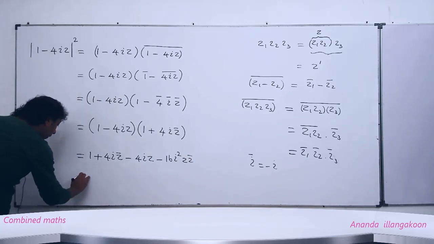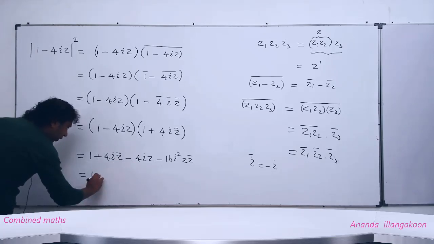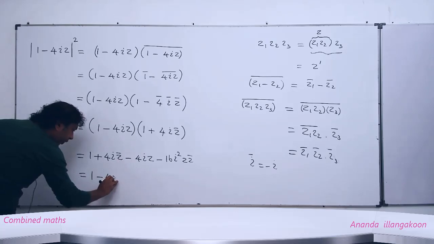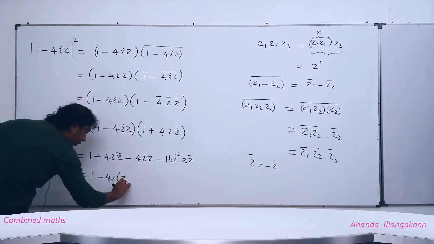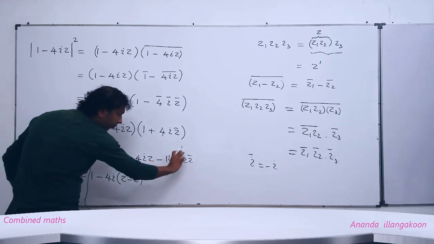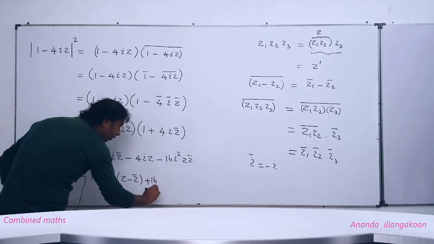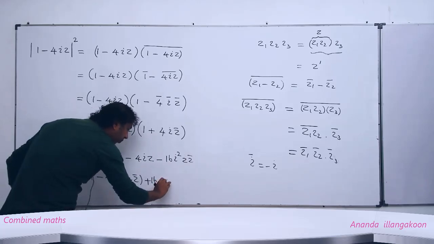Right, now I can write here. I will take minus 4i out. Once I take minus 4i out, here we get z minus z bar. Here I square these, people: minus 1. That minus and this minus make plus 16. Z bar means mod z squared.